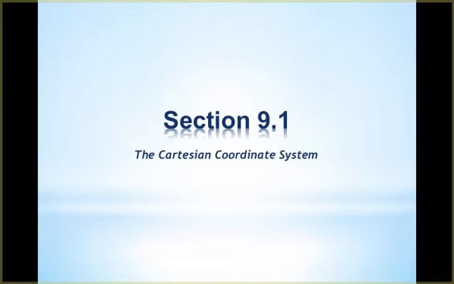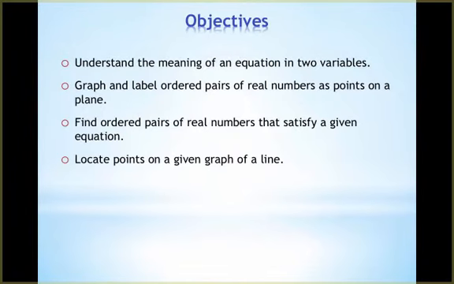Section 9.1, the Cartesian Coordinate System. In this video, we are going to look at how to understand the meaning of an equation in two variables. We're going to graph ordered pairs of real numbers as points on a plane. We're going to find ordered pairs of real numbers that satisfy a given equation, and then we're going to locate points that are on a given graph.